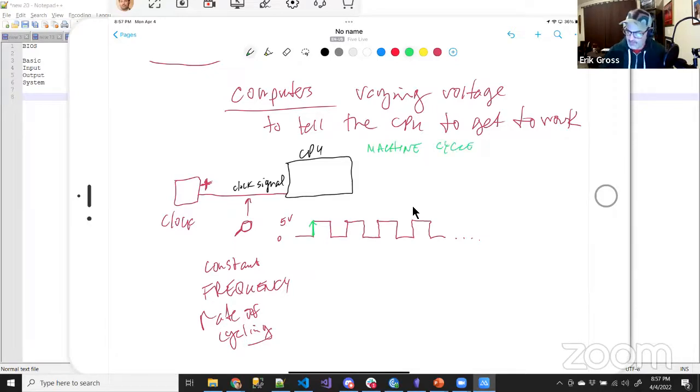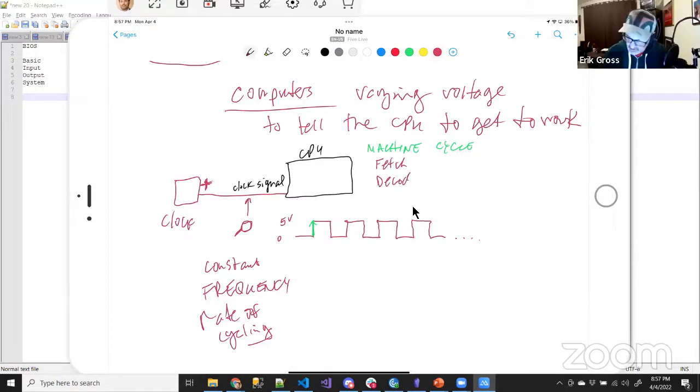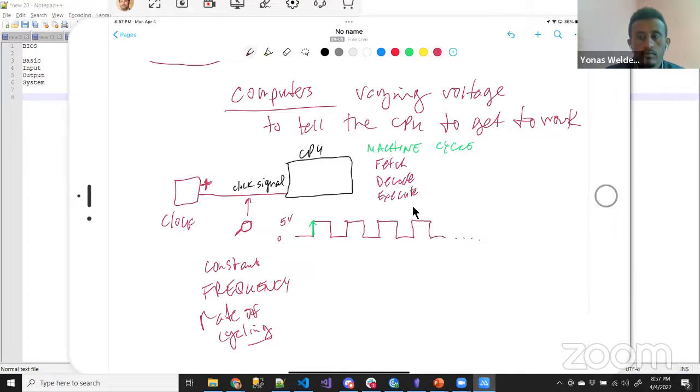And what are the 3 steps to that machine cycle? Fetch the instruction, decode the instruction, and then what? Execute. Execute the instruction. And it needs to do all of that before the next jump from 0 to 5 happens. Because at that point, the whole cycle needs to start all over again.